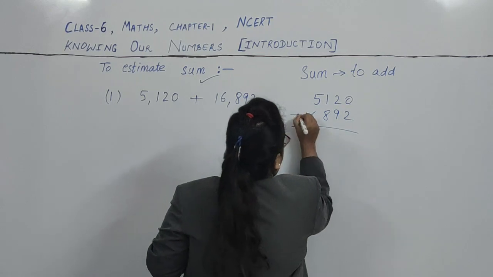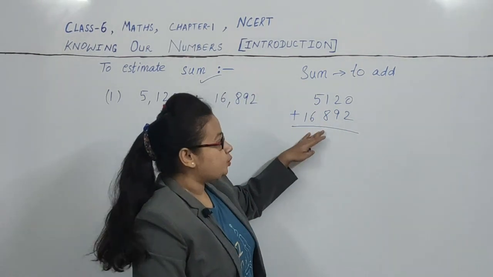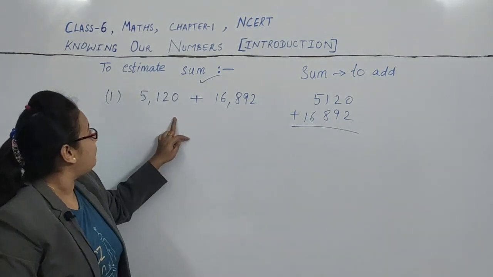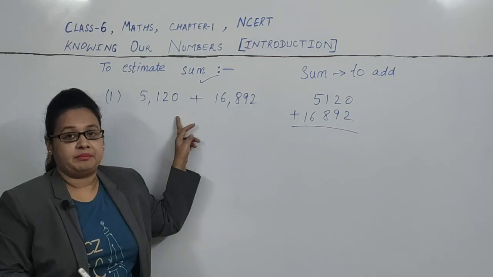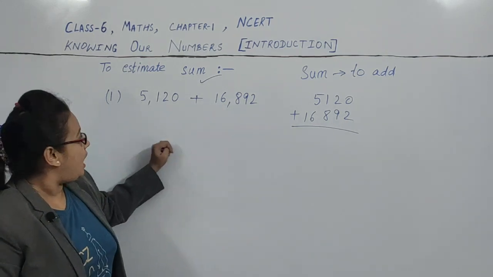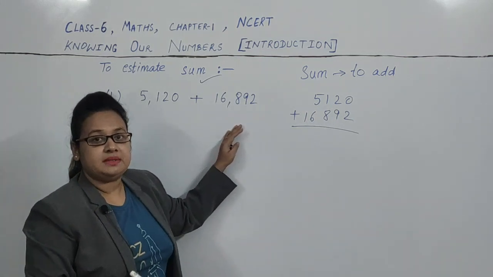5120, 16892. If we do the addition of these two numbers, we will get the actual sum of these two numbers. But here what we have to find? We have to estimate the sum. So we have to find the estimated sum of these two numbers. How will we do it? What is the process of finding the estimated sum?